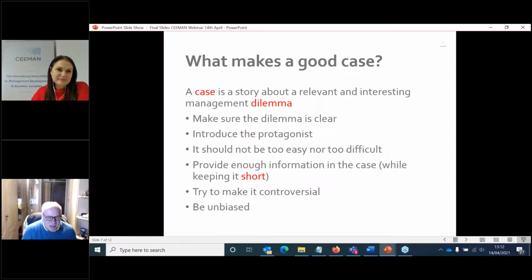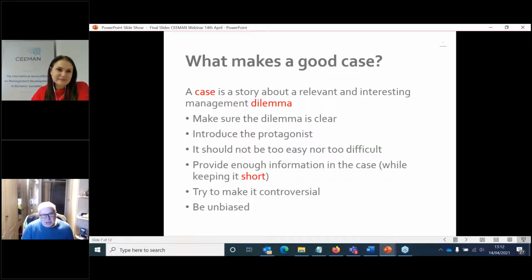It's not an academic article, it's different. It's a story. So the first thing is that we are telling a story about a specific management dilemma. A good case, of course, should be relevant and interesting. But the key here is the dilemma. The dilemma is typically a decision. So it's about a person, a business person, who has to make a decision. The decision is not obvious, meaning two reasonable people could disagree what is the best possible outcome.